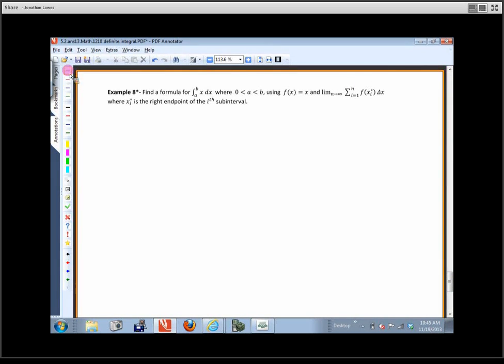So let's take a look at this. We're going to find a formula for this, same setup and everything, and we're going to use the definition, I think it's definition 4. We're going to use the limit, and we're going to use right endpoints because those were easy to evaluate. So the first thing we want to figure out is what delta x is. Delta x is b minus a over n. There aren't any numbers in this. That means our right endpoint evaluation point is going to be the left end of our subinterval plus i times b minus a over n.